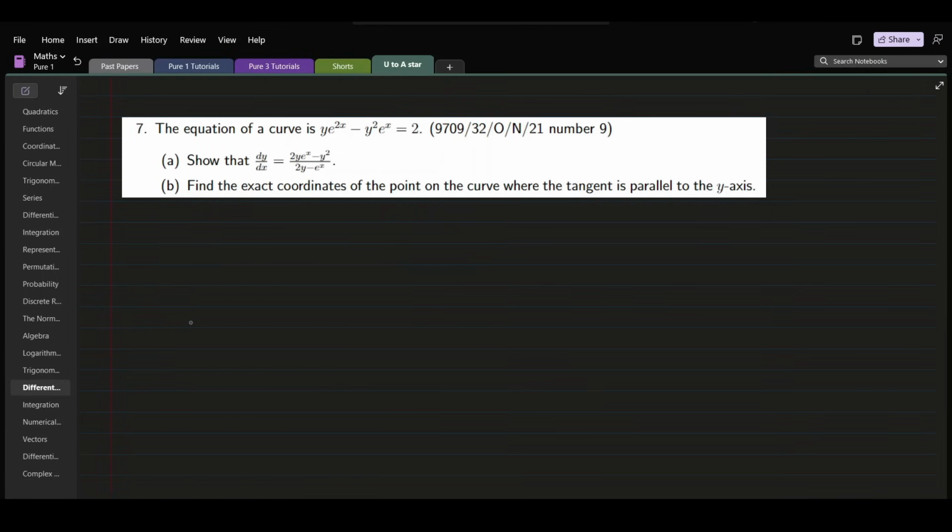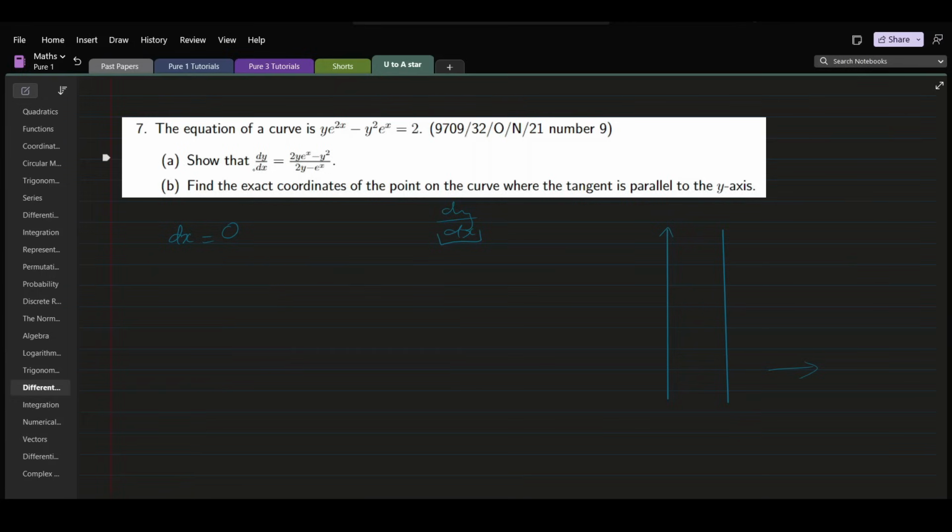Now let's move on to part B. Find the exact coordinates of the point on the curve where the tangent is parallel to the y-axis. So the y-axis looks like this, right? If you have a tangent that is parallel to the y-axis, then we are saying that we do not have any change in the x direction. So in other words, dx is equal to 0. From dy/dx, this dx part is the one that is equal to 0.